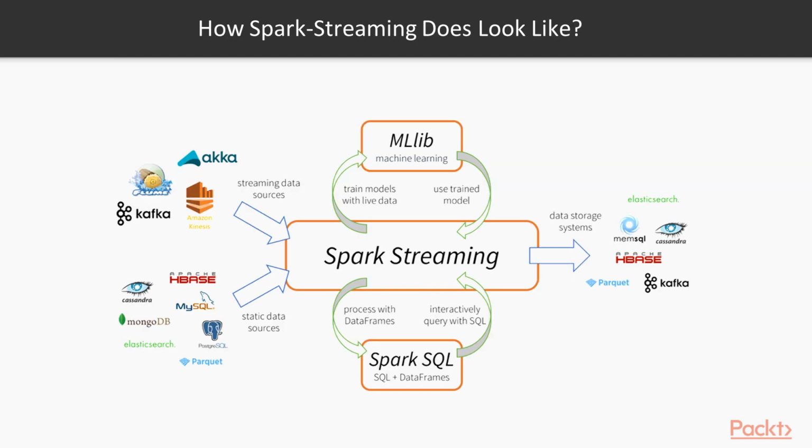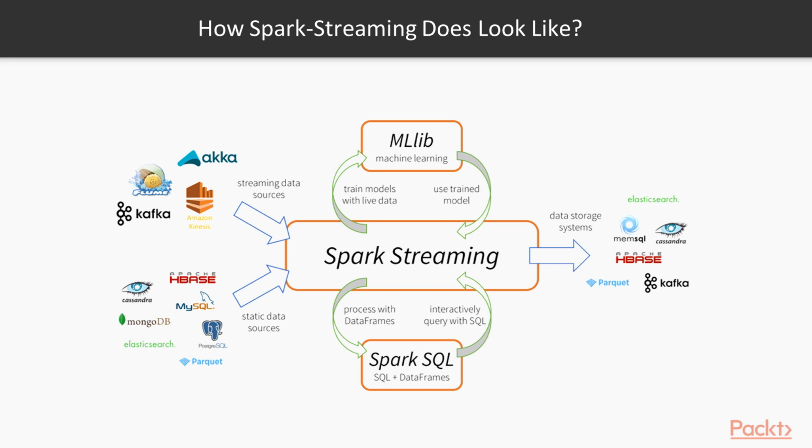So what does Spark Streaming look like? Spark Streaming is an API that is built atop the Spark Core API that we already learned about in previous sections. Spark Streaming has a Spark SQL API, so we can use data frames and a SQL-like interface as well, and also MLlib could be used from Spark Streaming.